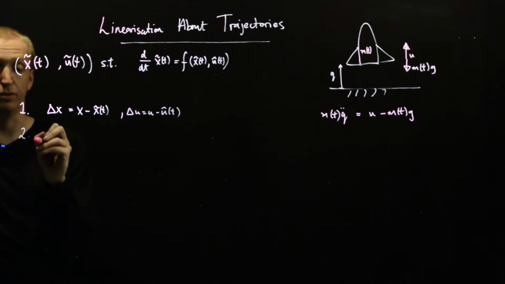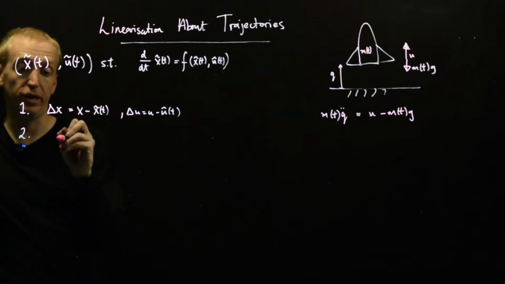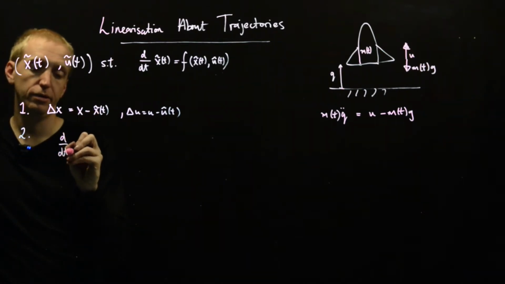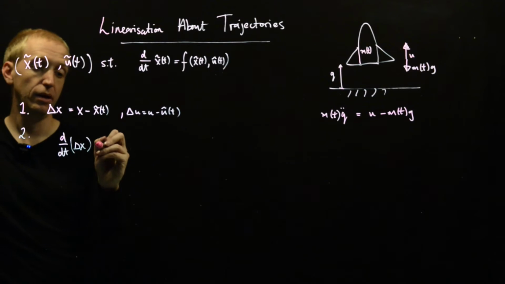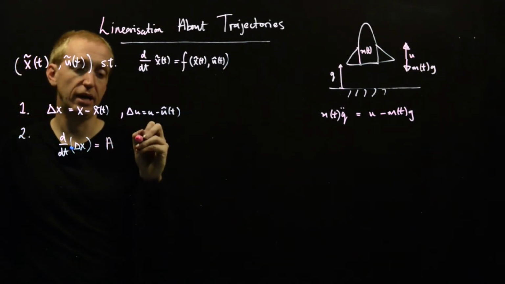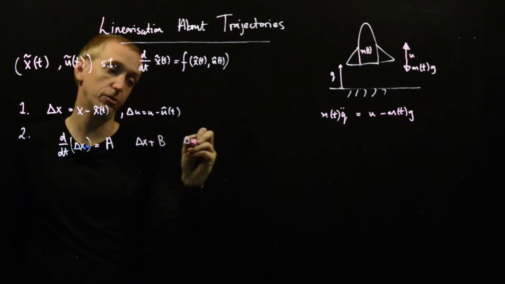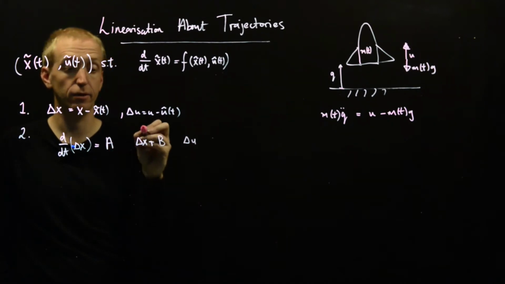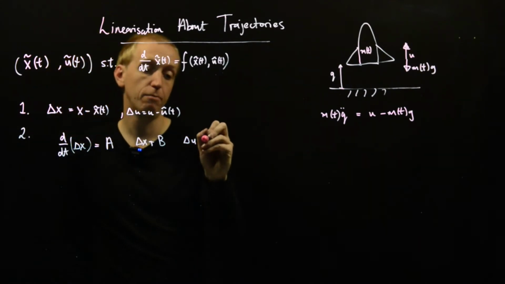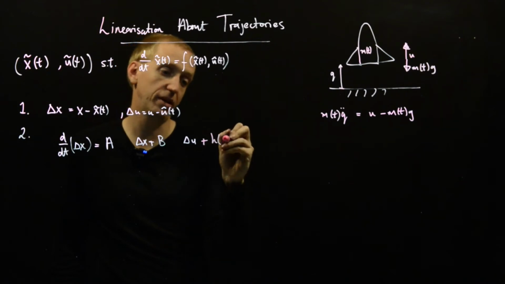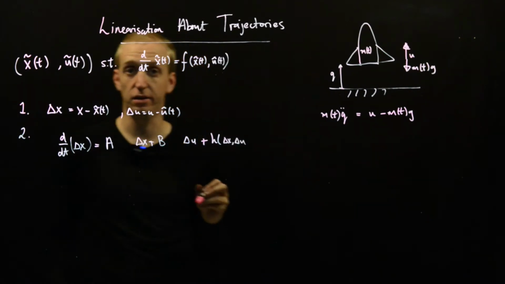And then step two is also the same. We try and rewrite our differential equation in terms of these new variables, and we're looking for something of the form d by dt of delta x, so the rate of change of our deviations around the trajectory, is equal to some matrix A times delta x plus B times delta u. So exactly the same, linear dependence on the state deviations and linear dependence on the input deviations, plus some higher order terms that depend on delta x and delta u. The only catch now is that all these things start to become time dependent.